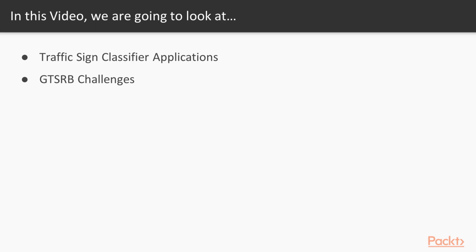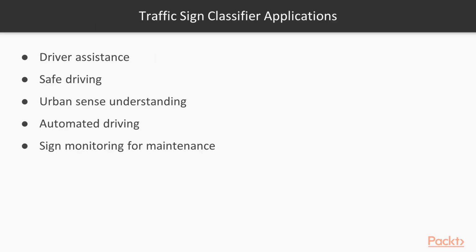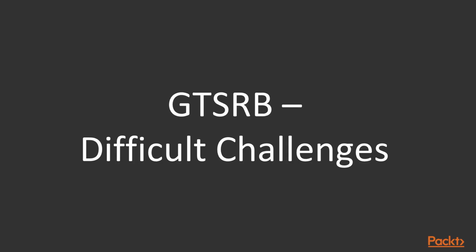GTSRB difficulties and challenges. Traffic sign recognition has direct real-world applications such as driver assistance and safety, urban scene understanding, automated driving, or even sign monitoring for maintenance. It's a relatively constrained problem in the sense that signs are unique, rigid, and intended to be clearly visible for drivers, and have little variability in appearance.